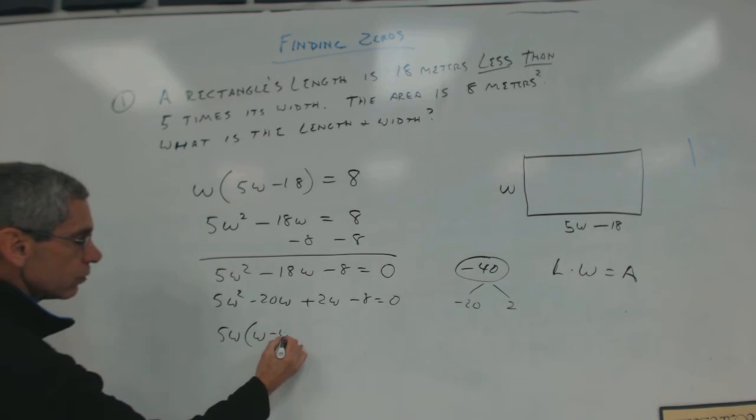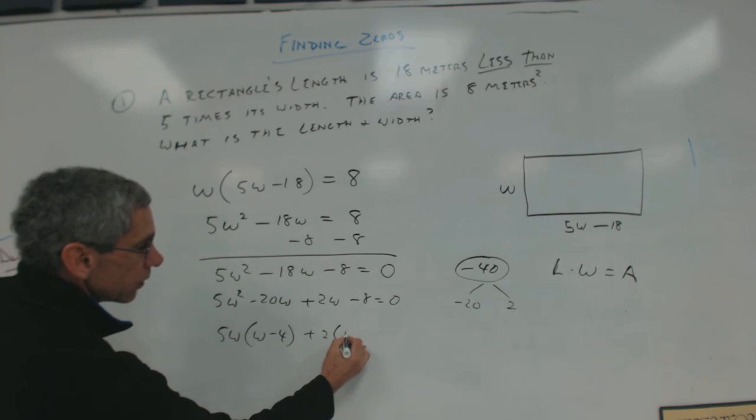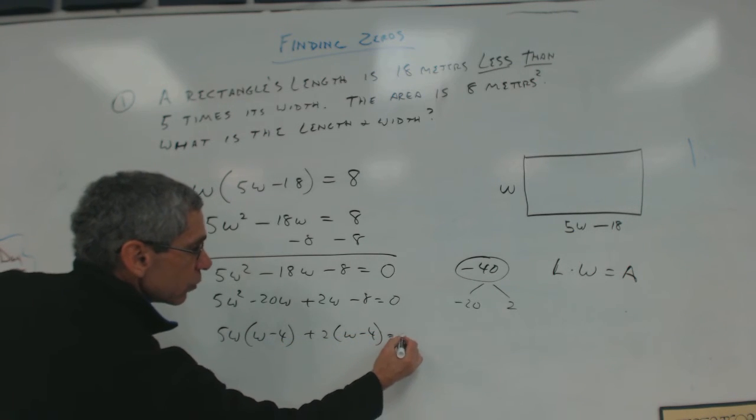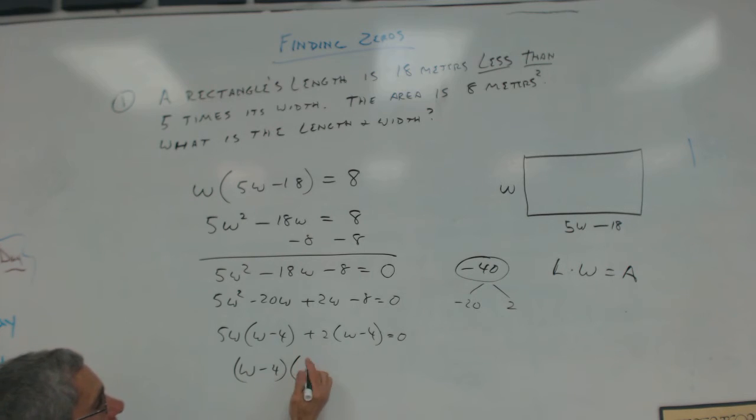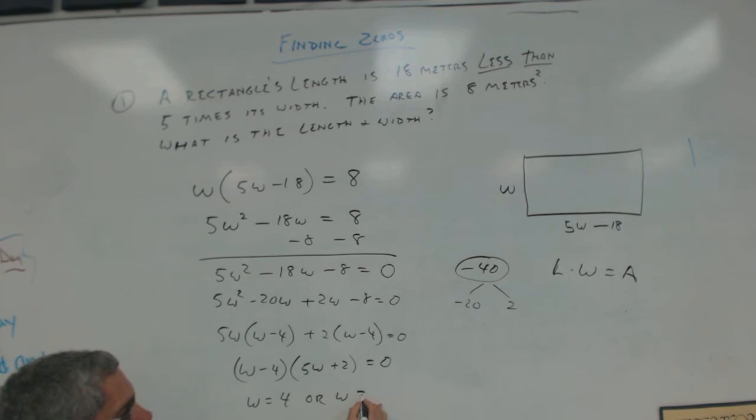5W, that's W minus 4. I'm just doing this really fast, I'm sorry. W minus 4 equals 0. So my final factoring is W minus 4 and 5W plus 2 equals 0. Now look at my two answers. This is important. Look at my two answers. I add 4, I get W is equal to 4, or I subtract 2 and put a 5 underneath it. W is equal to negative 2/5.